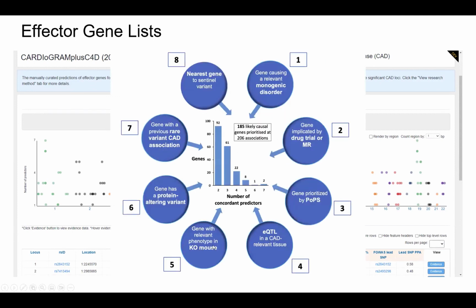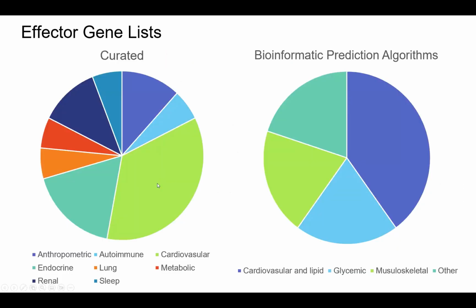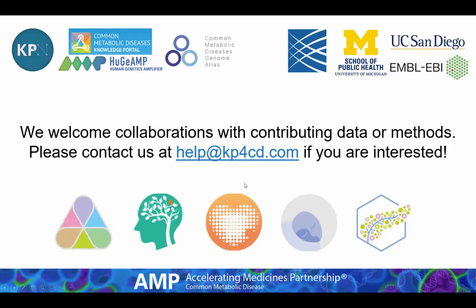We also incorporate the methods used to generate these lists. We have 19 contributed and curated effector gene lists across each biological system. We also have lists produced by bioinformatic prediction algorithms. Our goal is to represent all effector gene lists for all disease communities and those published in current literature into our resource. We also welcome collaborations with contributing data or methods, and you can contact us if you are interested.